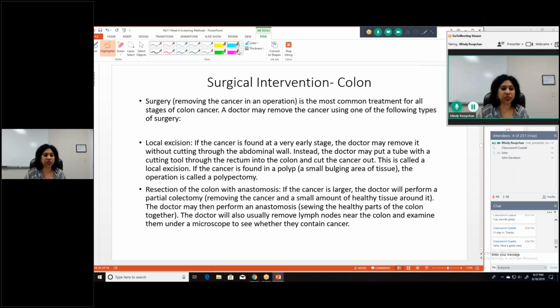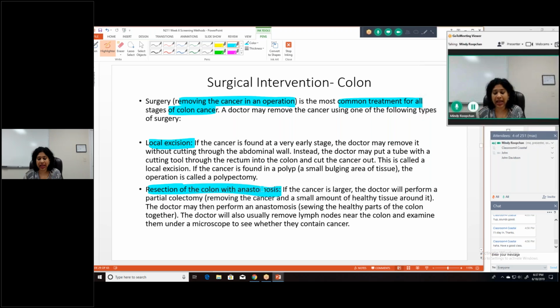For surgical intervention with the colon, removing the cancer in an operation is the most common treatment for all stages of colon cancer. They may do different types of surgeries: local excision and resection of the colon with anastomoses. Local excision: if the cancer is found at an early stage, the doctor is going to remove it without cutting through the abdominal wall. They put a tube in there and cut it out. It's called local excision. If the cancer is found in a polyp, they do a polypectomy.